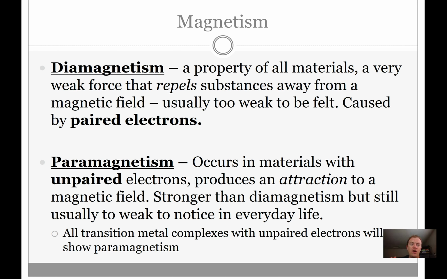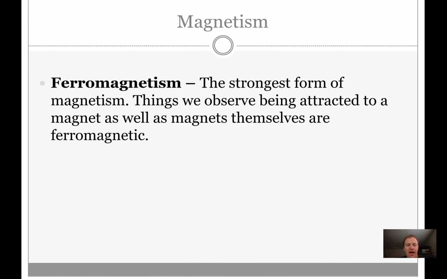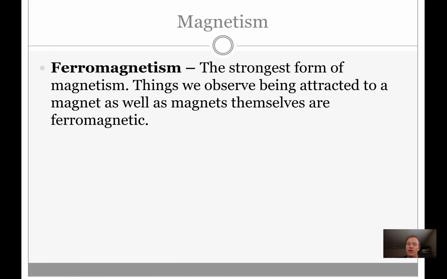When we think of an orbital, most of the time in most types of things, those electrons are paired up. Paramagnetism is caused by things with unpaired electrons. It produces an attraction to a magnetic field. It's stronger than diamagnetism, but still not really what you think of when you think of a magnet. Any transition metal that's got some unpaired electrons can show paramagnetism, and transition elements tend to have unpaired electrons in those d orbitals. So that's paramagnetism.